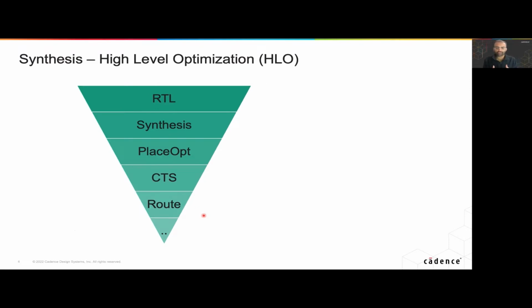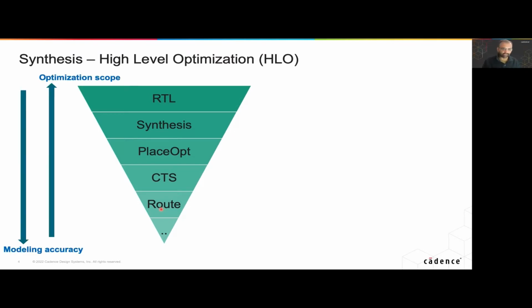So I always talk about this inverted pyramid structure. You have your RTL at the top, and then you go through all the different steps till routing, and that's how you would implement a design. Of course, RTL is where your architecture-level decisions are made, and that is the most important. But as you go down, the amount of room that you have to optimize keeps reducing.